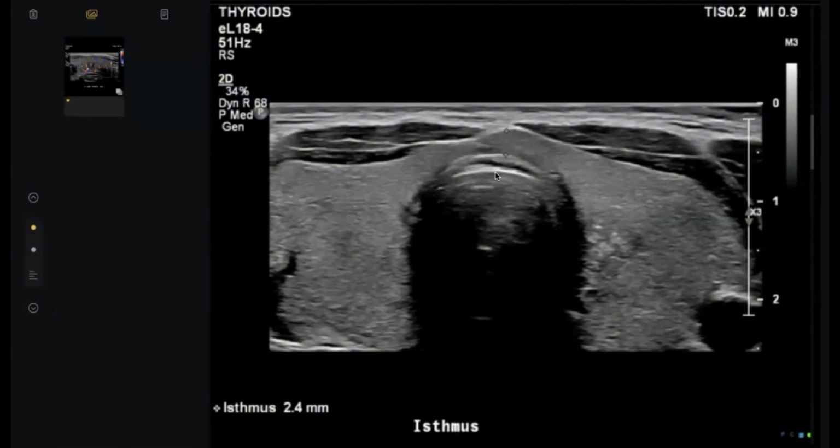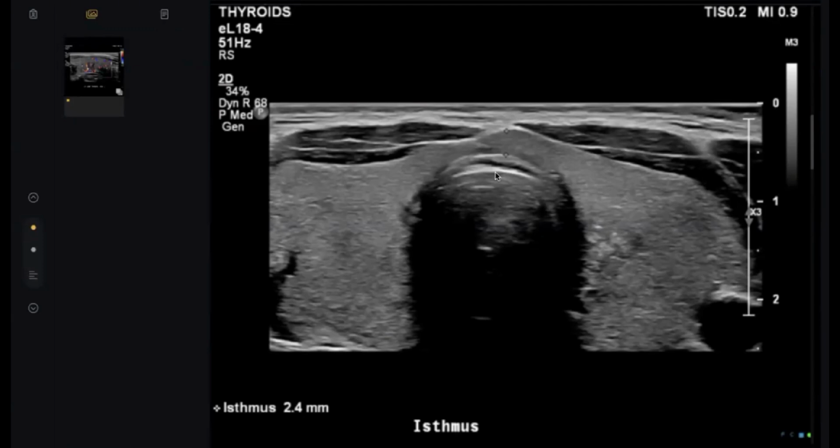Sir, I will also check the lymph nodes of this patient, because maybe there will be a calcified lymph node in the rest of the neck. So I will check lymph nodes.